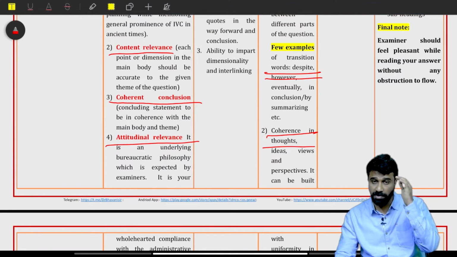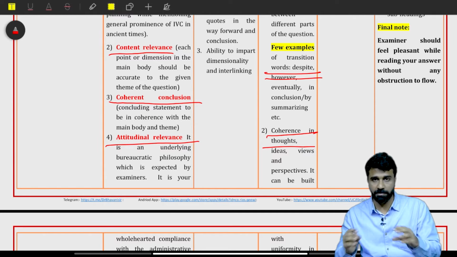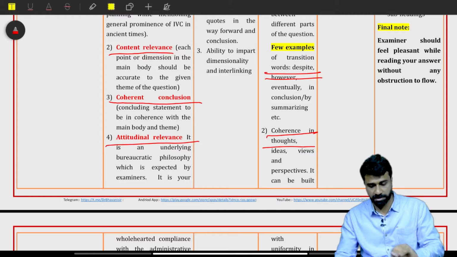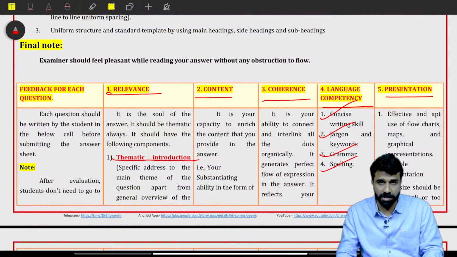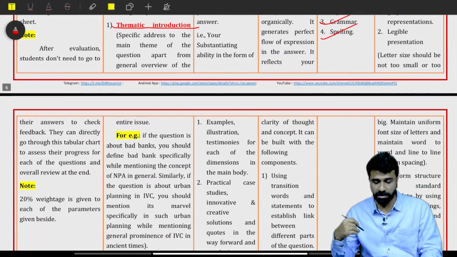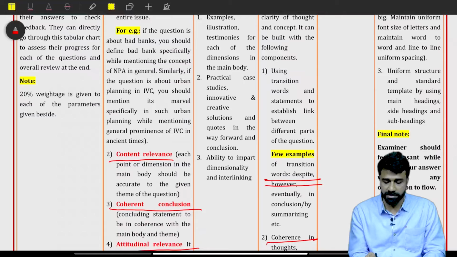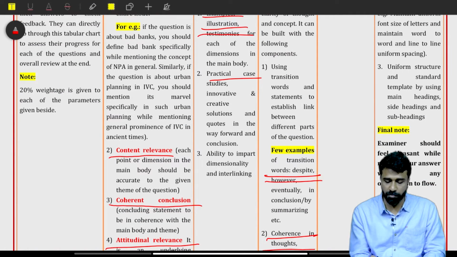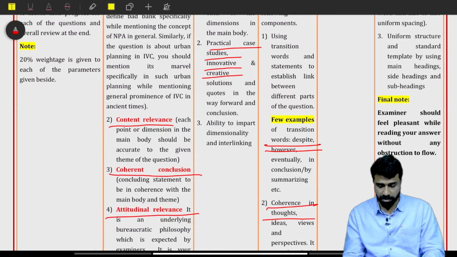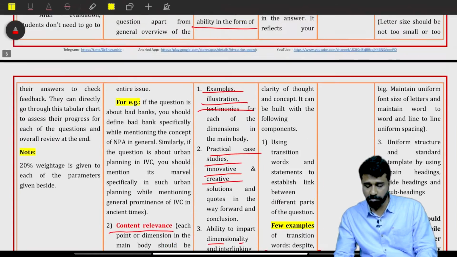So the coherence will show your conceptual clarity and your interlinking ability of various thoughts and dimensions. These are very important things that you have to learn. So how we have derived these things, and content also, you have substantiating ability, that is in the form of examples, illustrations, testimonies, and practical case studies, innovative creative solutions for your answers and quotes, ability to impart dimensionality and interlink. These are very important.